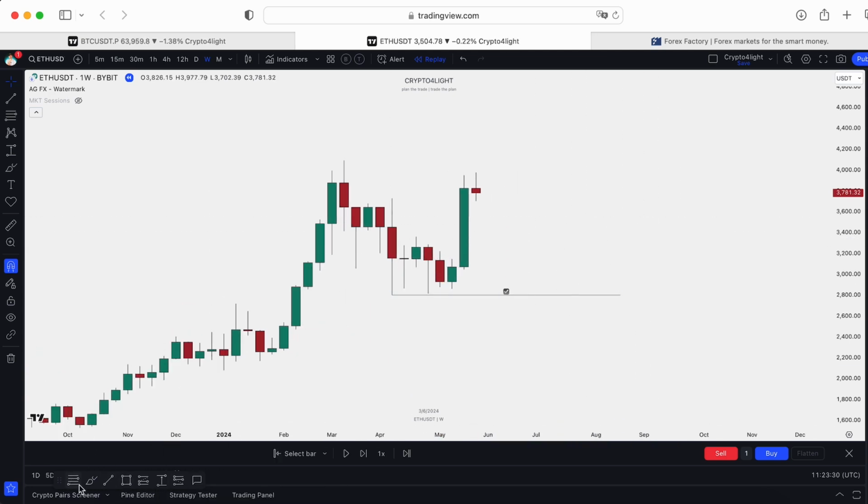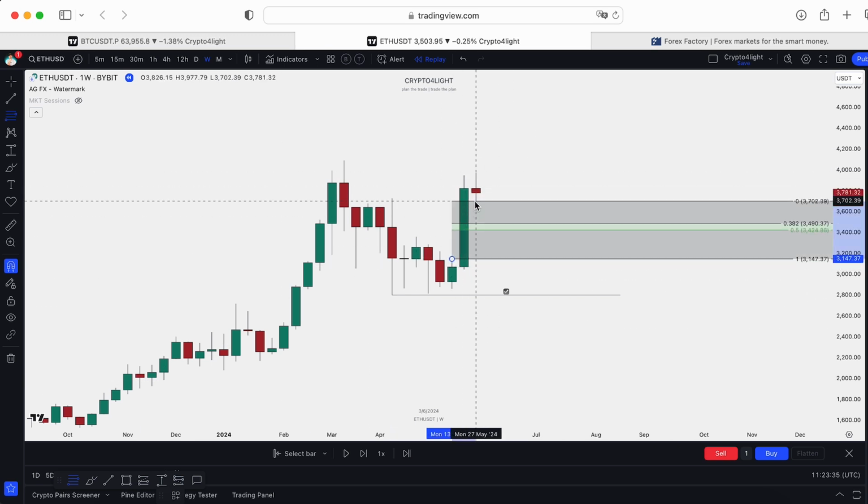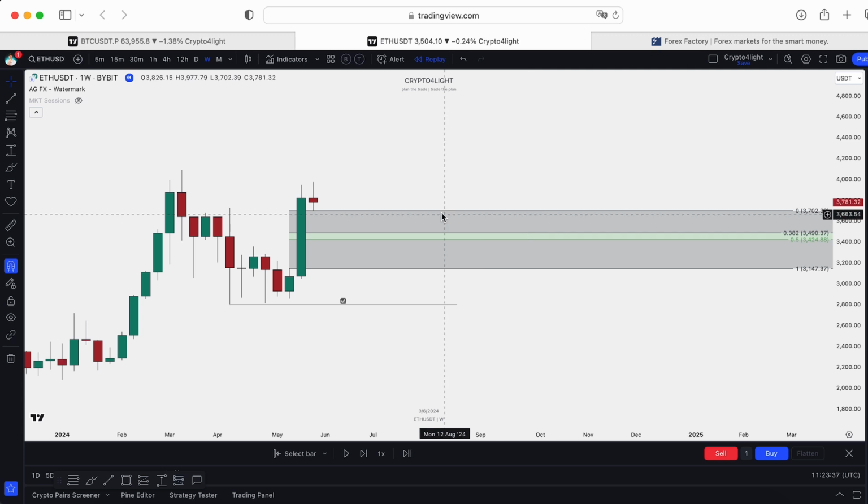All right, next one, what we can mark also. What information do we get here? We can mark the gap, this one. So this is a gap. I mark the 0.5 level of this gap.